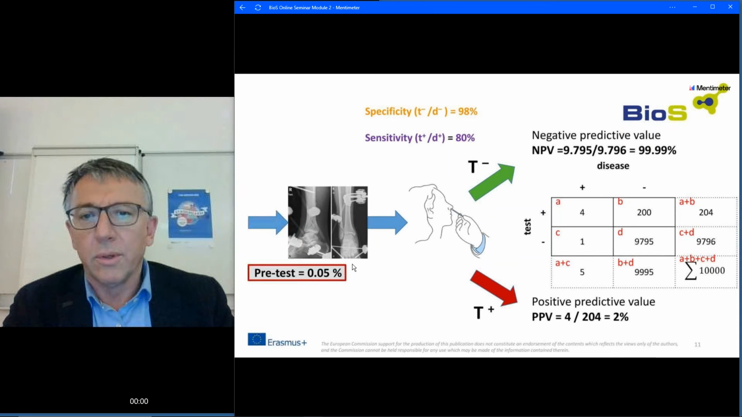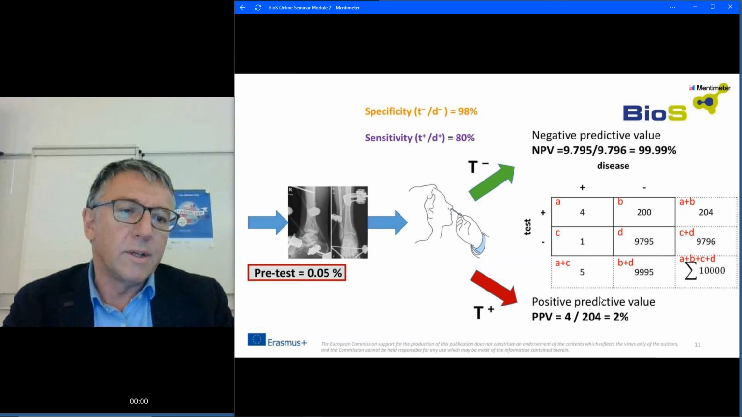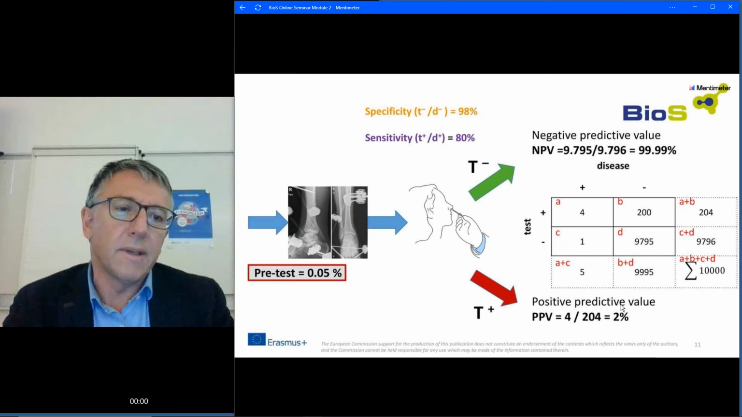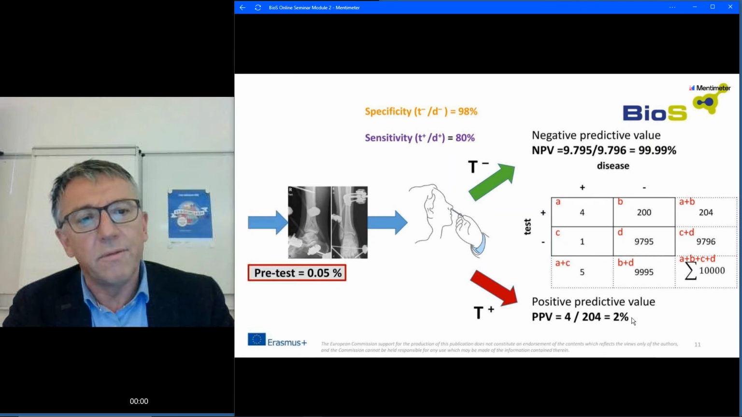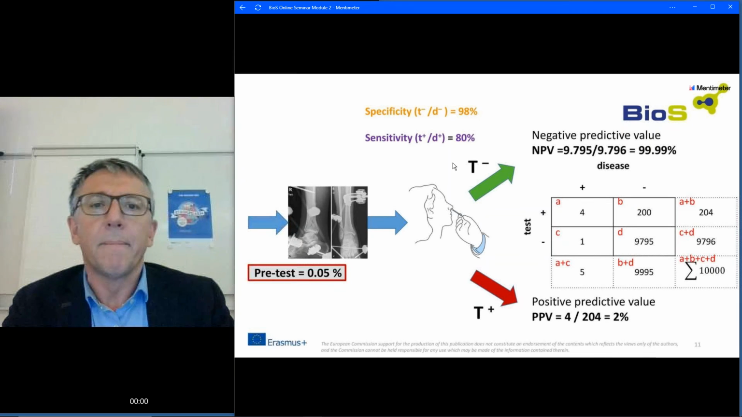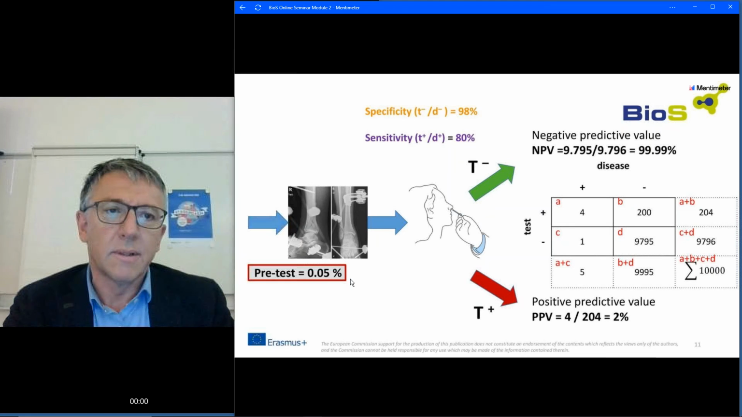So your probability of having the disease increases from 0.05% before the test to a dramatic value of 2% after the test. So it's very likely, actually it's 98% probability that after a positive test, you are not infected. The positive predictive value is very, very low because of the very, very low pre-test probability and the not very high sensitivity of the test.